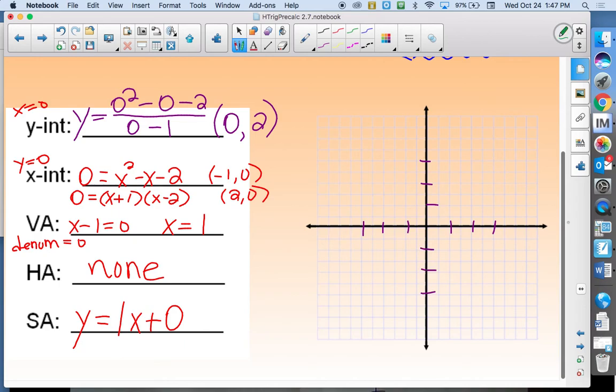So 0, 2, -1, 0, +2, 0. It's nice to have 3 intercepts. It makes it easier for graphing. And then asymptote at +1.